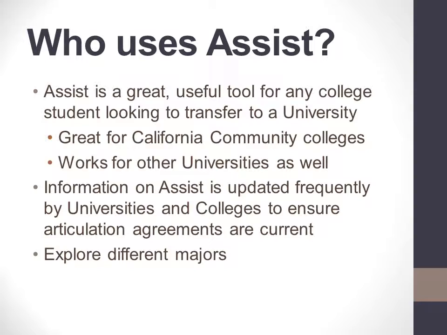To explain an example, a student who is starting their first year in community college may not know where they want to start taking classes. So the student can find their college on Assist, look up possible university options for transfer, and see what courses each university will recommend for them to take at the lower division level.